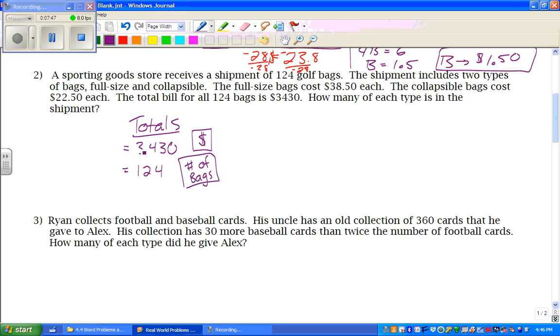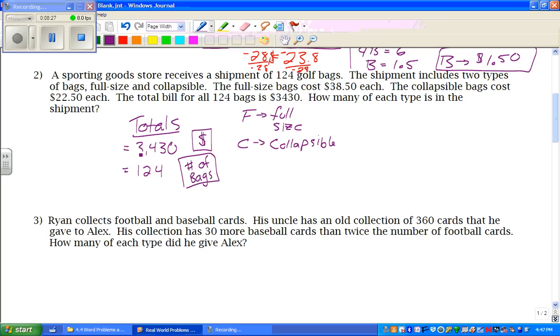If my first equation, this 3,430, was talking about money, then that whole first equation should be about money. Okay? So as I go through, let's talk about the things that we're measuring. We're talking about collapsible bags, and we're talking about full-size bags. So why don't we use F for full-size bags, and let's use C for collapsible. All right. So my variables are F and C, and let's talk about the money.